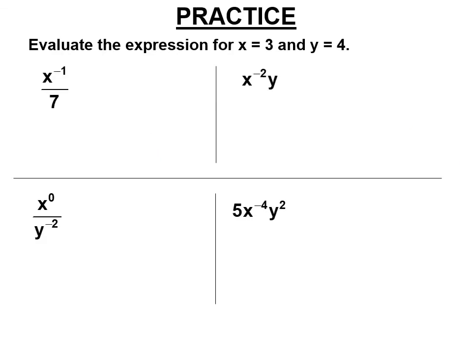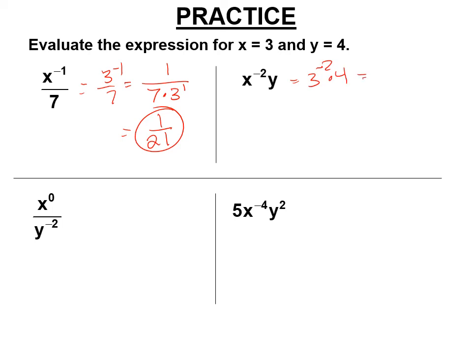So do these. So 3 to the negative first over 7. The 7 stays. The 3 to the first comes down here. We get a 1 up there. This is 1/21, 1 over 21. Second one, we get 3 to the negative second times 4. The 4 stays where it is, but this becomes 1 over 3 squared, right? You can write it like that. So this becomes 4/9, right? The 4 doesn't have a negative exponent, so it stays where it is.